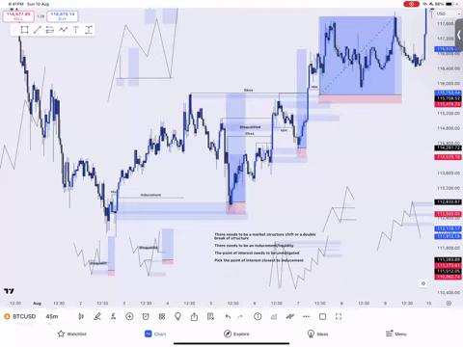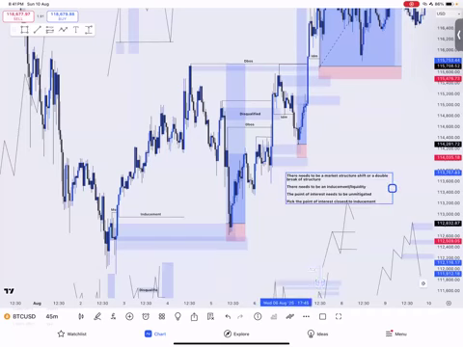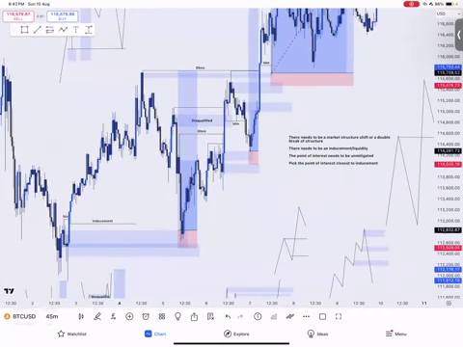But understanding the concept of picking a proper point of interest with these rules, it will tell you, based on the points of interest you picked for your entries, where your stop loss is actually meant to be.